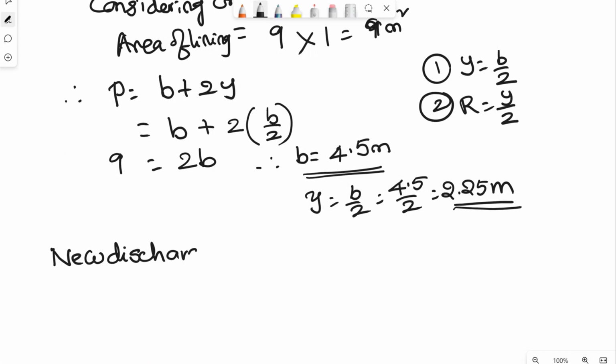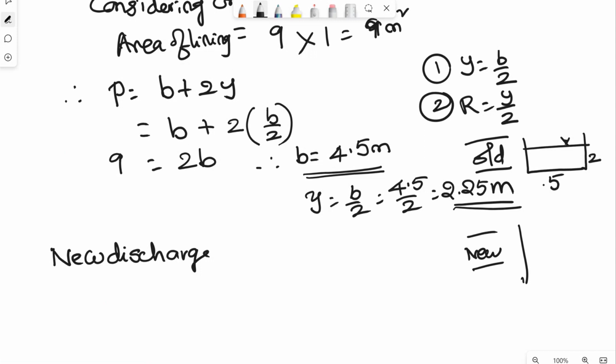Previous dimensions are what? 5 meters and 2 meters. Now what dimensions did we get? 4.5 meters. The first one, if you remember, was 5 and 2. This is the old existing one. What is the new one we are getting? This is 4.5 meters and this is 2.25. That is the difference.